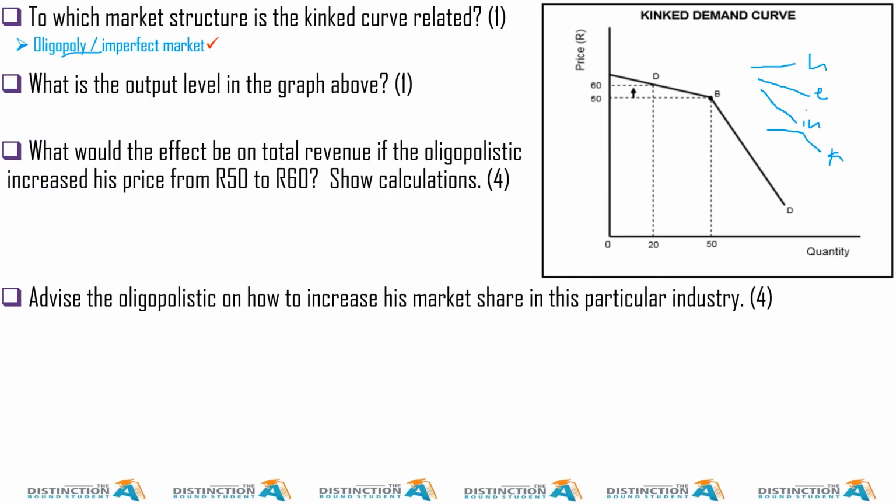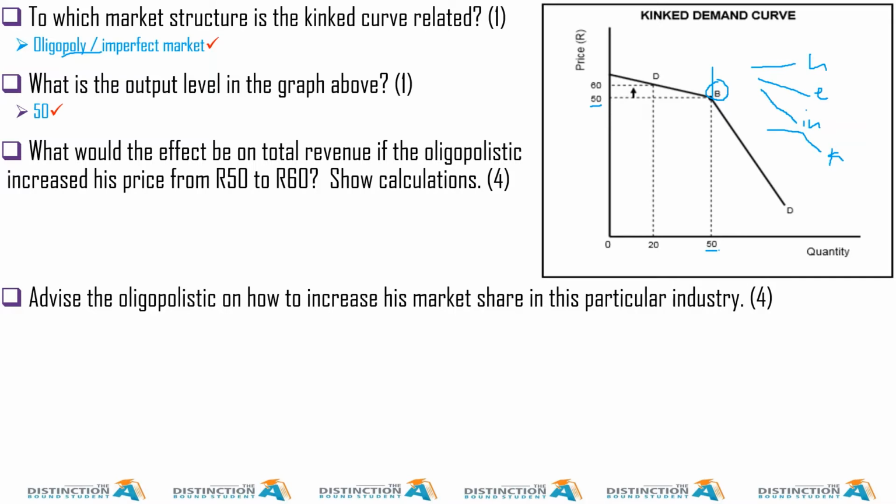Now, what is the output level in the graph above? I mentioned it in one of the lessons. The output is where the demand curve kinks. That is the best price and the best output. The price that the oligopolist is going to charge is 50, but this question is asking about the output. So the answer will be 50. It cannot be 20 because it's not where the demand curve kinks. Just like in perfect competition, we know the output is where MC meets MR, because that's the profit maximizing point. And the best price for an oligopolist is where the demand curve kinks. So the answer in this case will be 50.